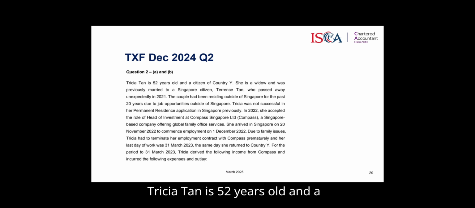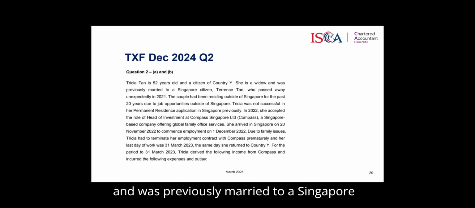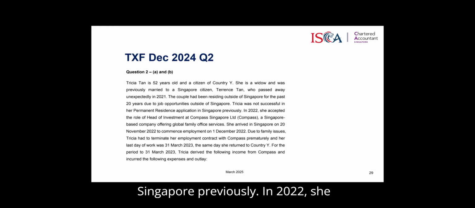Tricia Tan is 52 years old and a citizen of country Y. She is a widow and was previously married to a Singapore citizen, Terence Tan, who passed away unexpectedly in 2021. The couple has been residing outside of Singapore for the past 20 years due to job opportunities outside of Singapore. Tricia was not successful in her permanent residence application in Singapore previously.